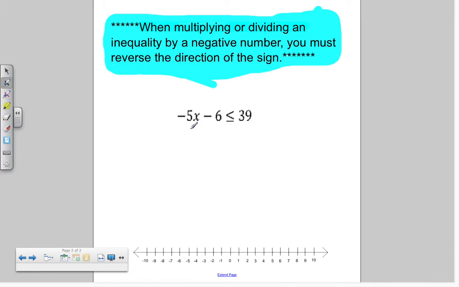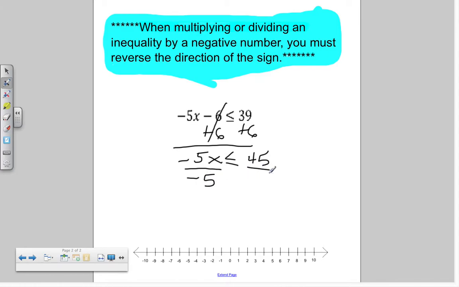So again, I'm going to solve this one. The only difference between this problem and the one before is that my 5x is now a negative 5x. So I'm going to add 6 to both sides, and I get negative 5x is less than or equal to 45. Now I'm going to divide both sides by negative 5 instead of by regular 5 because my coefficient is a negative, which cancels, and I get x, and over here I get negative 9. So my answer is different from what it was before, because before it was positive 9. Now my answer is negative 9.